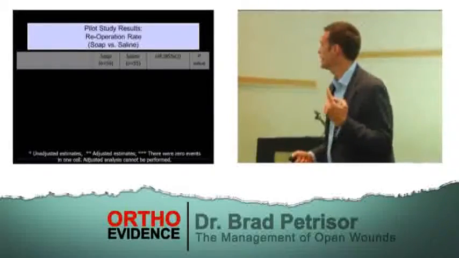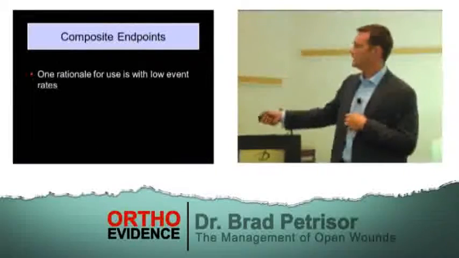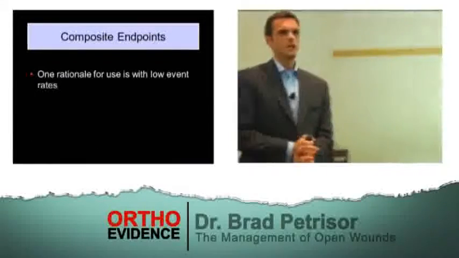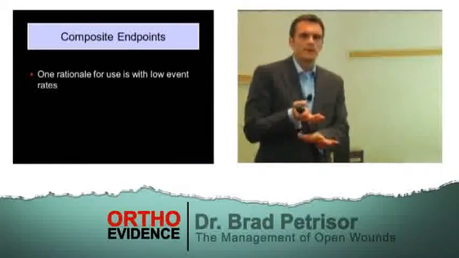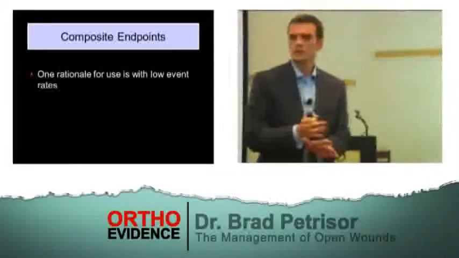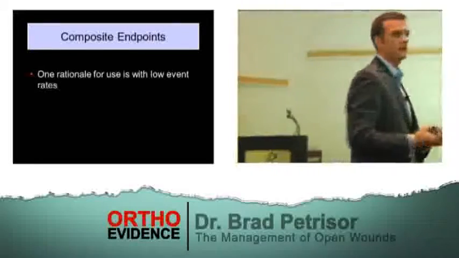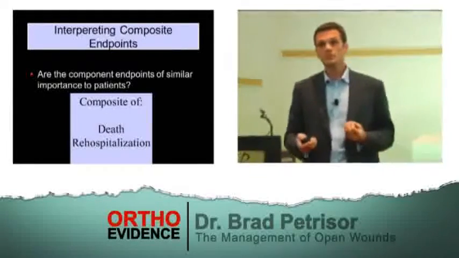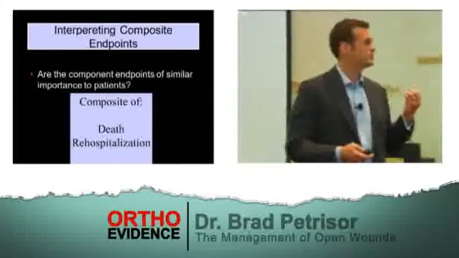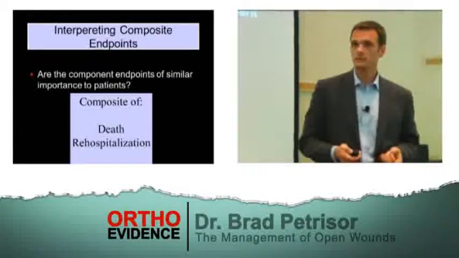I'll tell you some of the rationale. Rationale for using composite endpoints is if the event rates are actually really low, we kind of need to bump up our event rates a little bit to try and look at something, and so we'll make it a composite. But what do we need the composite to be? We need the composite to be pretty similarly patient important.